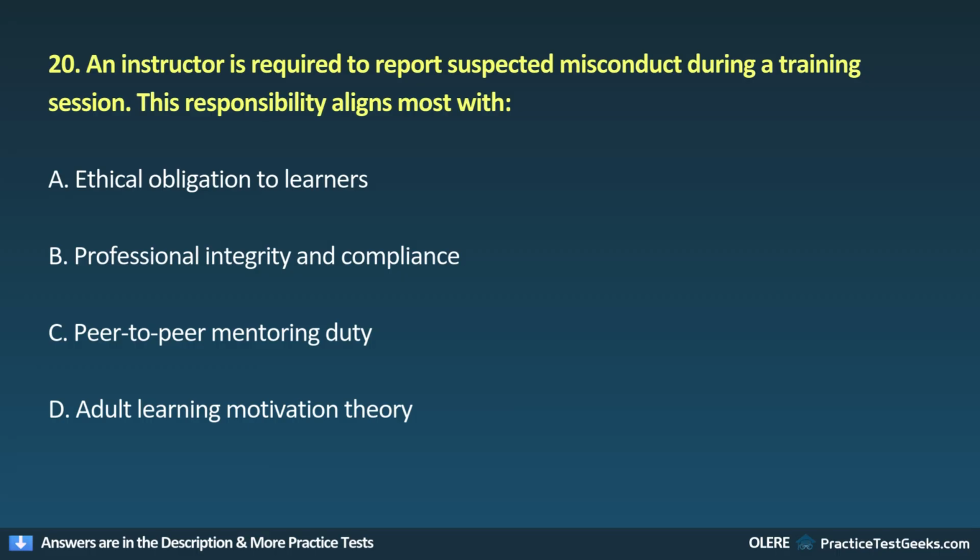20. An instructor is required to report suspected misconduct during a training session. This responsibility aligns most with A. Ethical obligation to learners. B. Professional integrity and compliance. C. Peer-to-peer mentoring duty. D. Adult learning motivation theory.